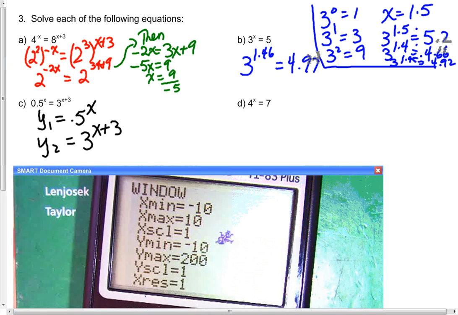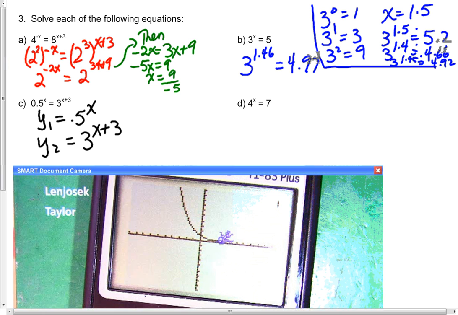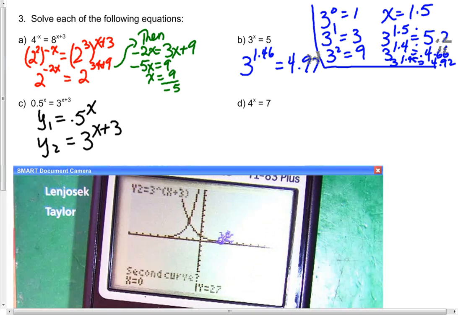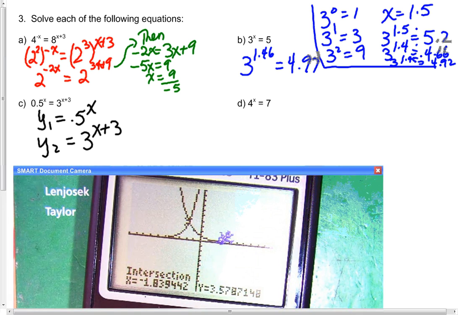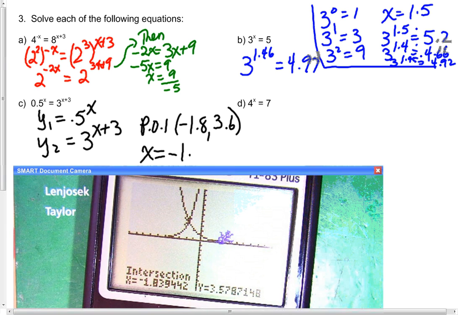Our windows got all wonky the last time, so let's put them back to where they belong and see if we can see our curves. There's the first one, and there's the second one, and we can see the point of intersection there. So our calculator second function, calc intersection, is number 5. First curve and second curve, and guess, is negative 1.8 comma 3.6. If I'm trying to solve this, I want to know what is x. X equals, by looking at the point of intersection, negative 1.8.